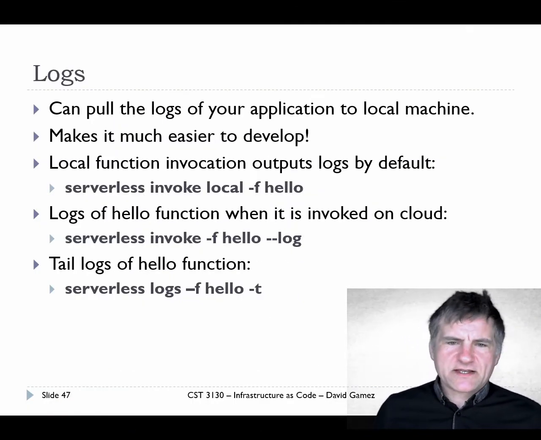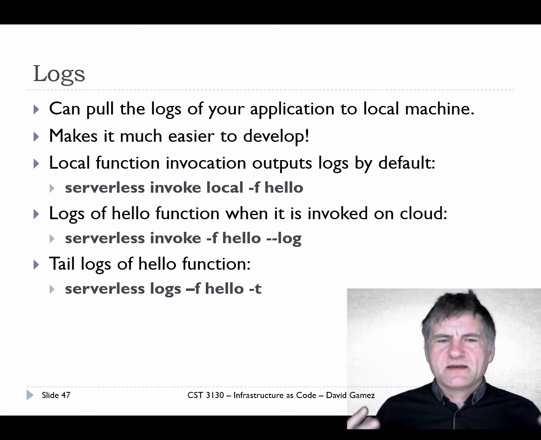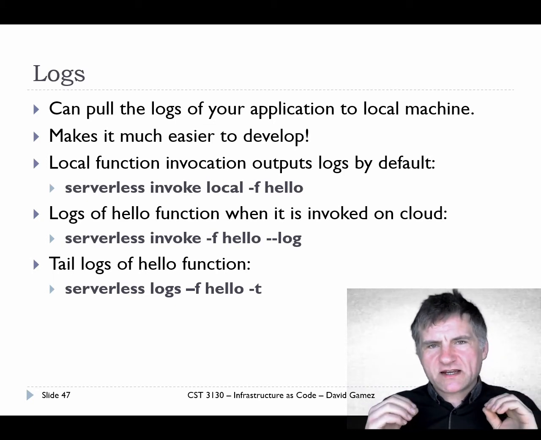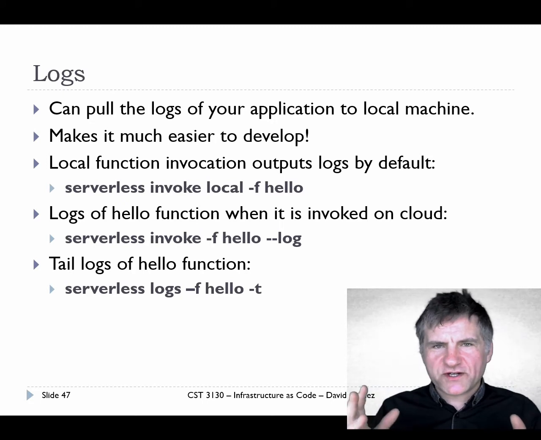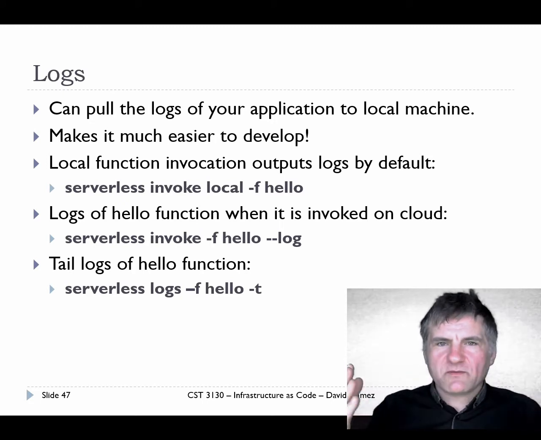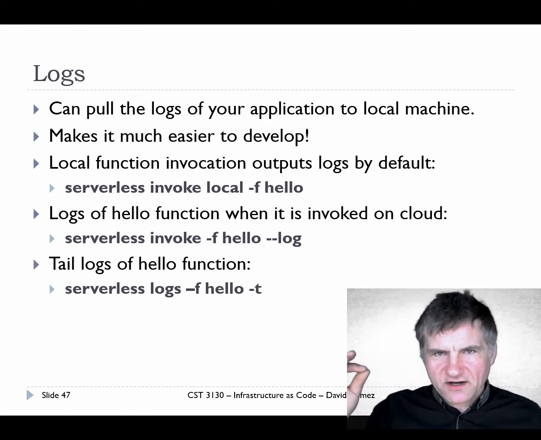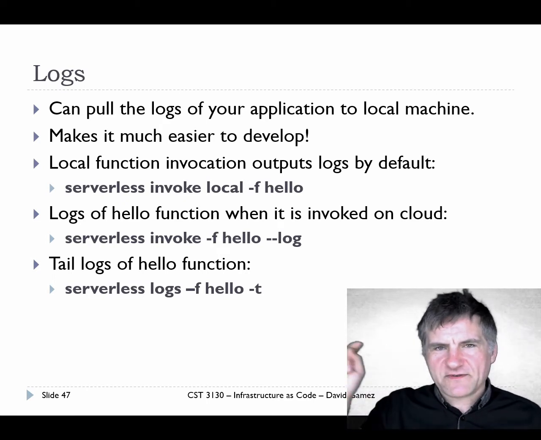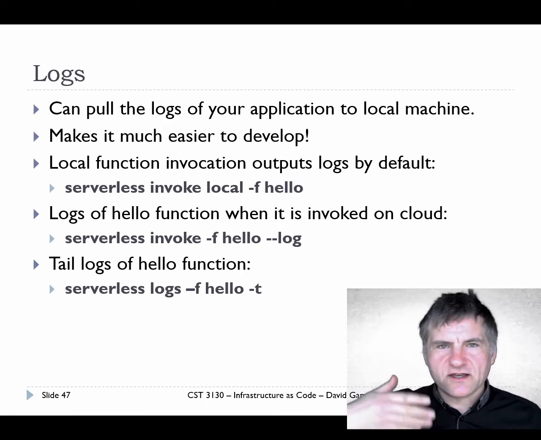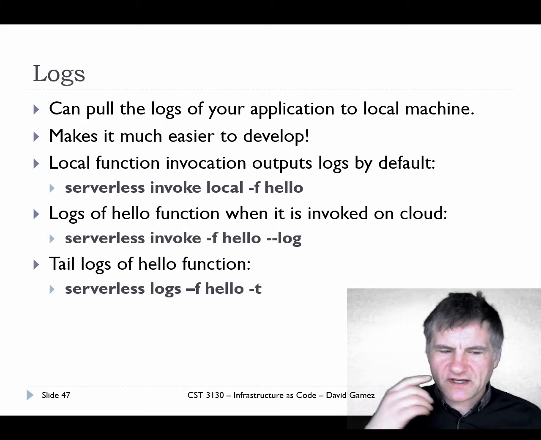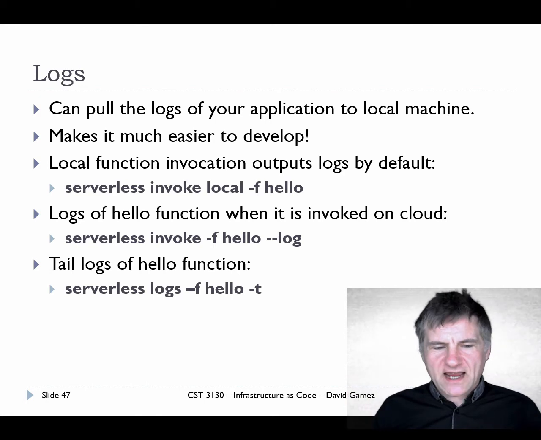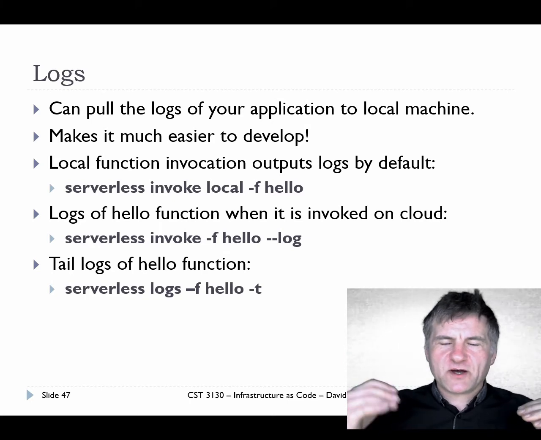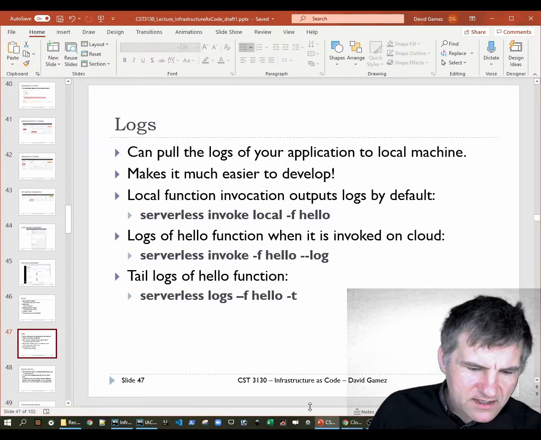Okay, so serverless is nice because it can pull the logs of your application to your local machine, which obviously makes it much easier to develop. When we're just running it locally, as you saw, if we just do serverless invoke local with the function, you'll see the console output. But we can also see the logs when it's invoked in the cloud. So we do serverless invoke, calling the function in the cloud instead of locally, and we can follow that with the --log argument, and then we can actually see the logs of the function as it's invoked rather than just the output of the function. It's also got the nice feature that we can tail the logs of the function. So if something else calls the function, we'll be able to see the logs within the serverless framework whenever it's invoked.